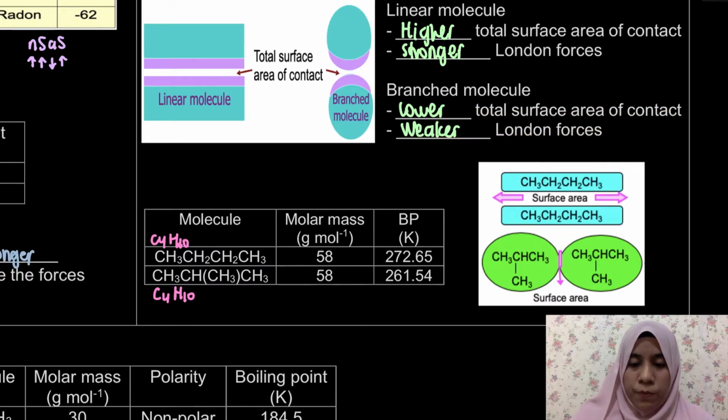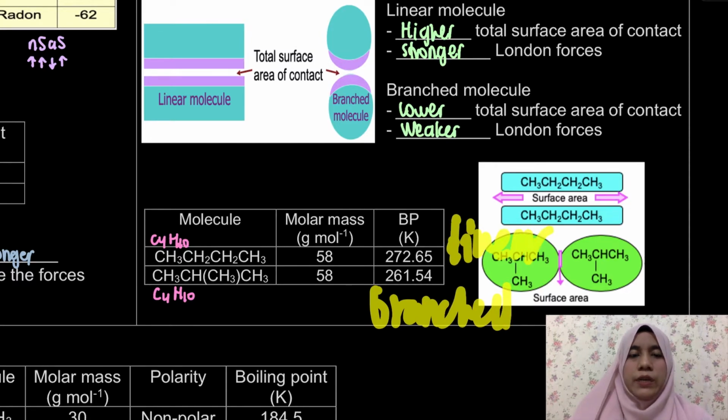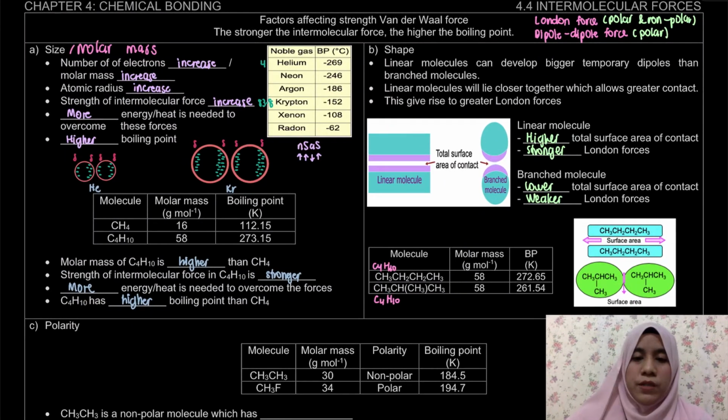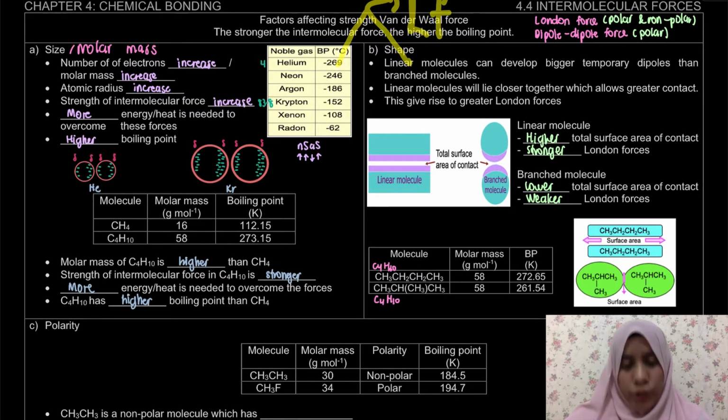That's why when we're comparing the boiling point, this is our branch molecule. Branch ni is weaker than our linear molecule. Okay, so that is the second factor. The size and the shape. For the size and shape ni, we're usually talking about our London force, our non-polar molecule.